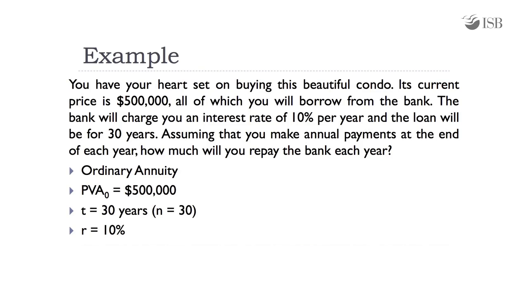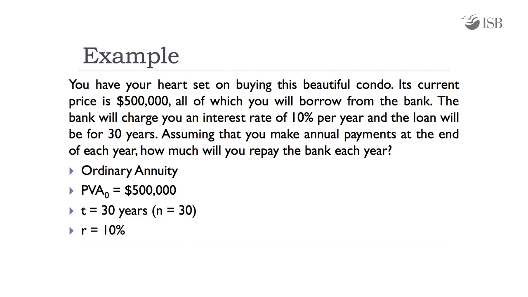Let's look at an example of how you would use these formulas. Say you have your heart set on buying this beautiful condo. Its current price is $500,000, all of which you plan to borrow from the bank. The bank will charge you an interest rate of 10% per year and the loan will be for 30 years. Assuming that you make annual payments at the end of each year, how much will you repay the bank each year? To start off, I hope you recognize that this is an ordinary annuity as the payments are made at the end of each year.